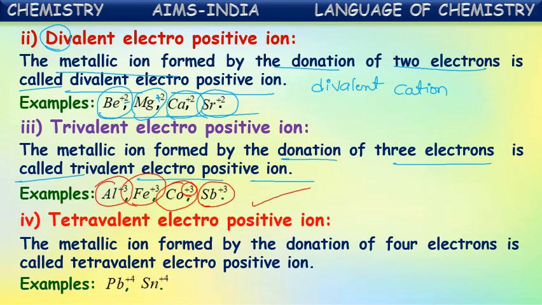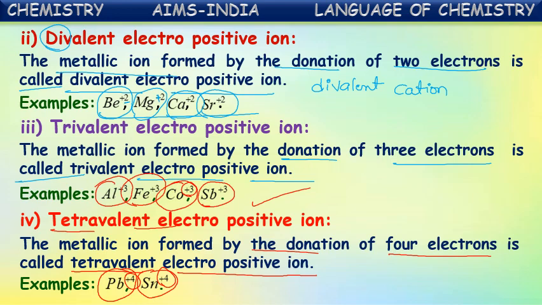Now come to tetravalent. So donation of 4 electrons, same. The metallic ion formed by the donation of 4 electrons is called tetravalent electropositive ion. The best examples are plumbum +4, and tin, stannum or tin also we can say. This is also +4, meaning it is losing 4 electrons. Even lead is also losing 4 electrons. This Pb represents plumbum or lead.